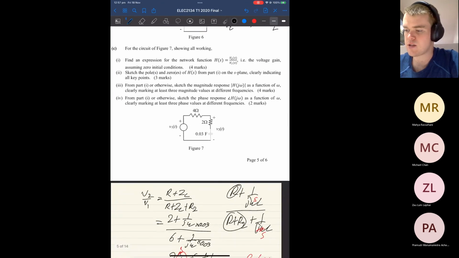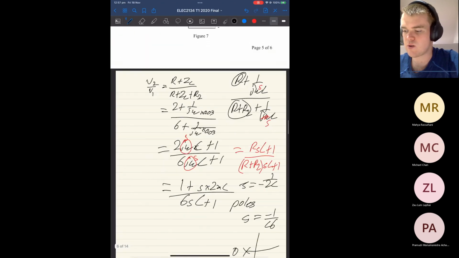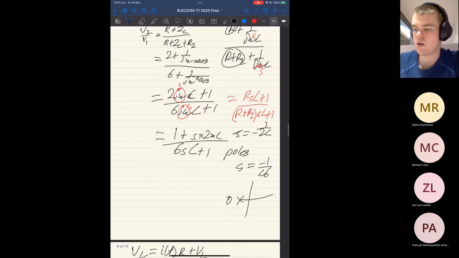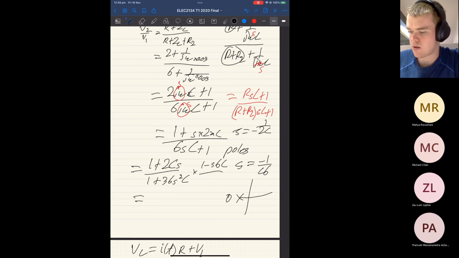And for part 1, otherwise sketch the magnitude response, H of j omega, as a function of omega, clearly marking at least 3 magnitude values at different frequencies. So we sort of did that before, just times it by the conjugate. And then you essentially just expand this, so you'll end up with 1 plus 2Cs on 1 plus 36s squared C, because we times this by 1 minus s6C. I'm jumping a couple of steps, but you get the idea.